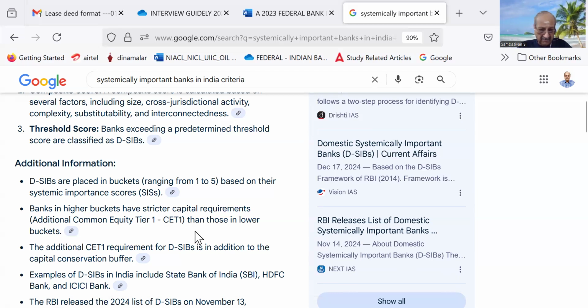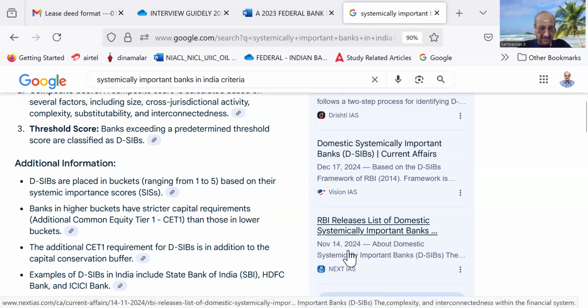You read it as 'than', but you are telling us 'then'. That is why I wanted you to read it again. Read again. Banks in higher buckets have stricter capital requirements, additional common equity tier 1, than those in lower buckets.